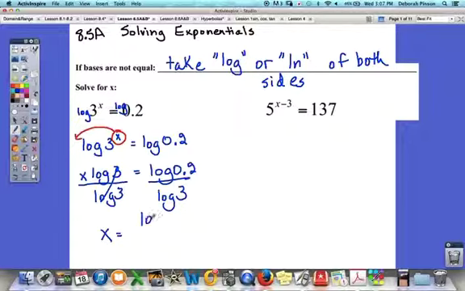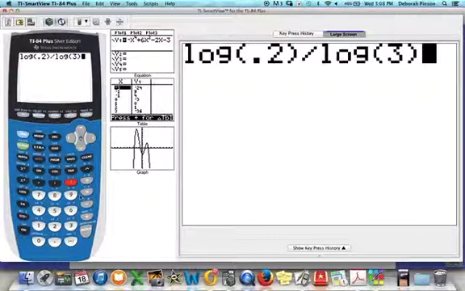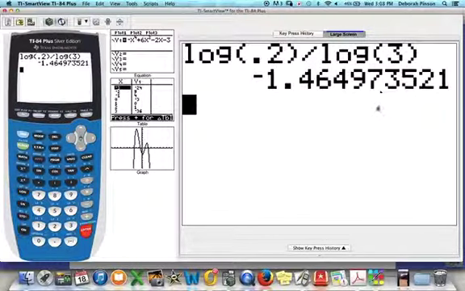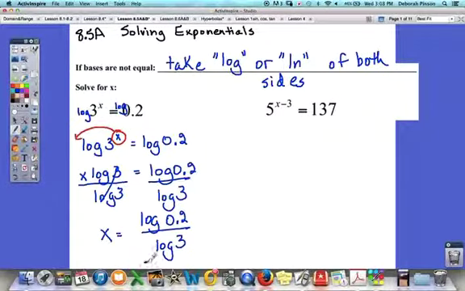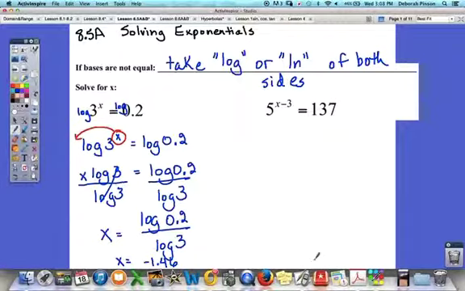So my x is whatever log of 0.2 divided by log of 3 is. So I'm going to put that in my calculator and see what it turns out to be. So log of 0.2 divided by log of 3. Now here's my answer. I'm just going to round to 2 decimal places, so negative 1.46. So that's what my x value is. Now do y'all see how you will need your calculator? With the exception of one or two things, you're going to need your calculator.